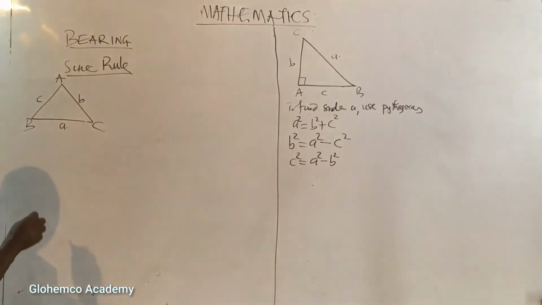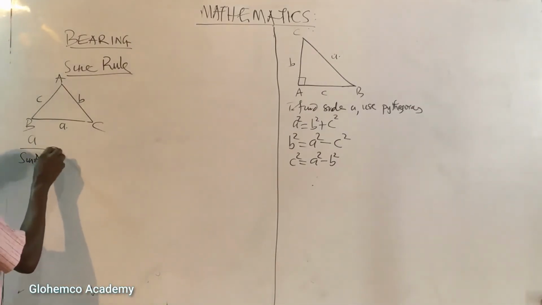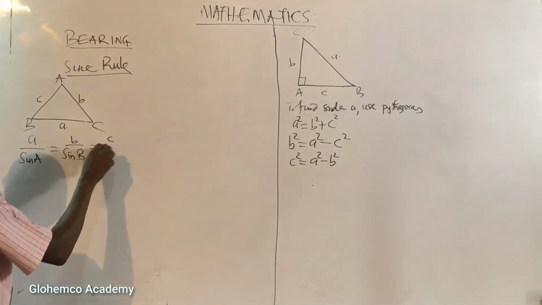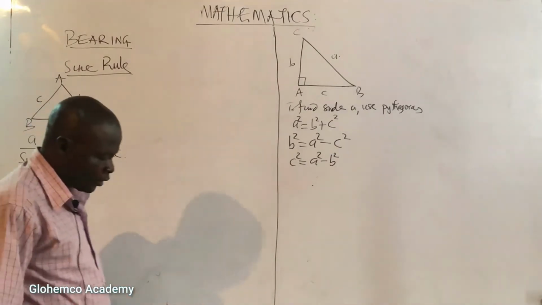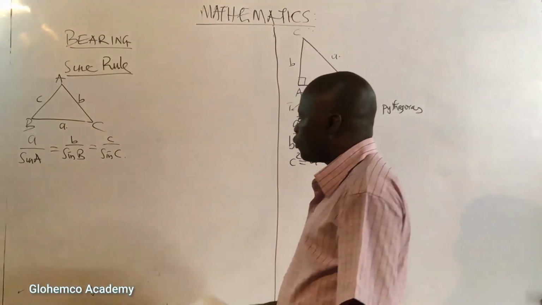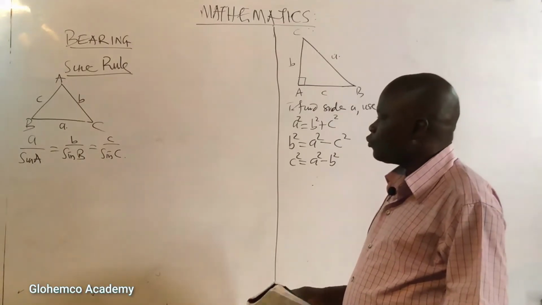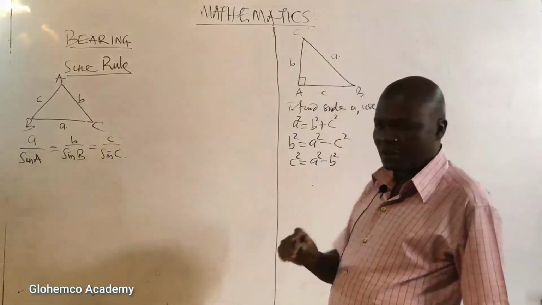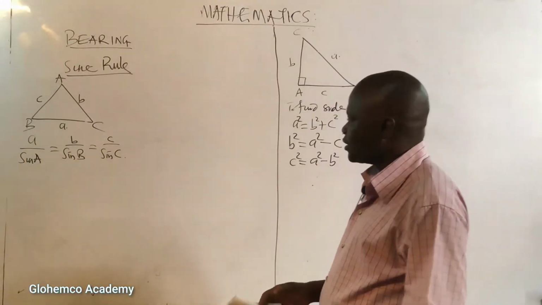How do you apply the sine rule? The rule is that a over sine A equals b over sine B equals c over sine C. This is the sine rule: a over sine A equals b over sine B and equals c over sine C. You can apply this in either an acute or obtuse triangle, as the case may be.